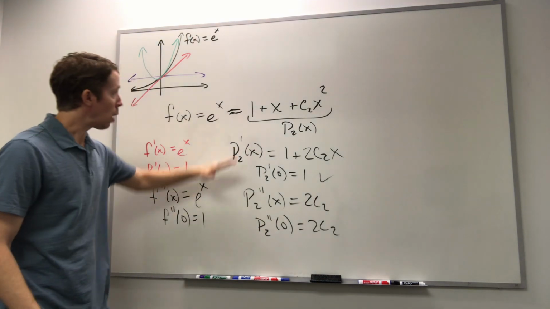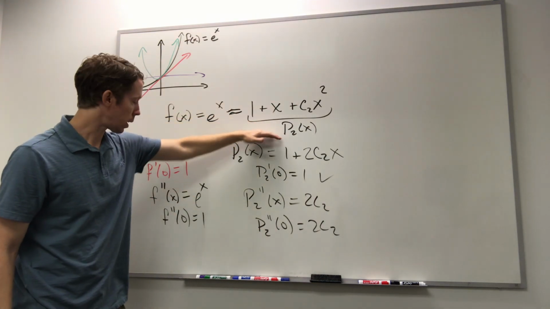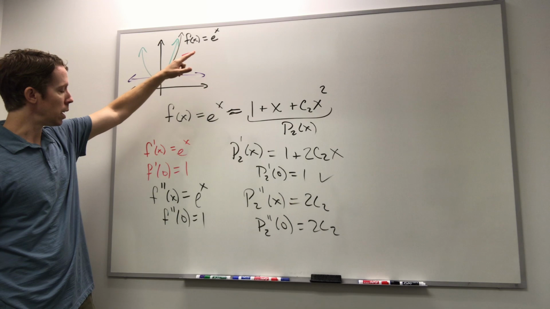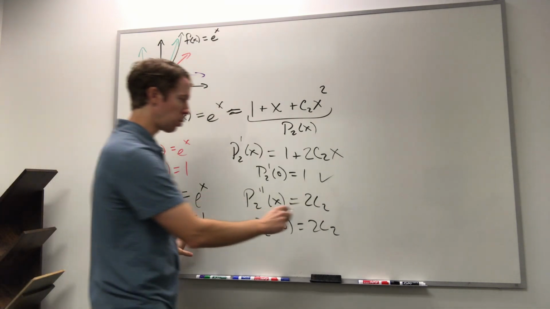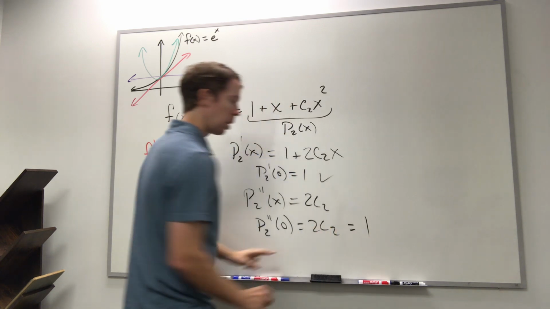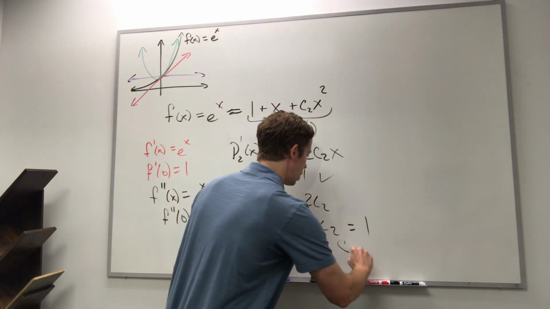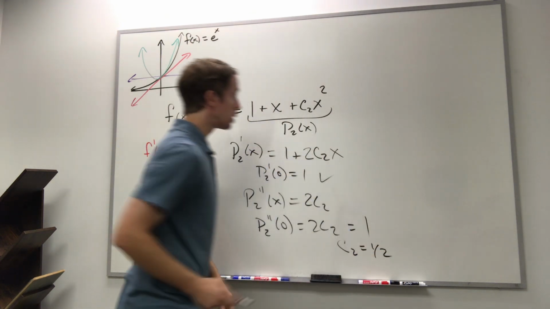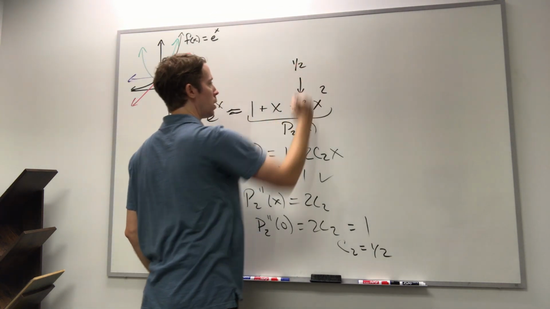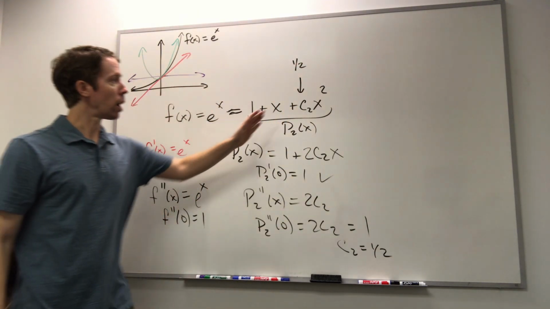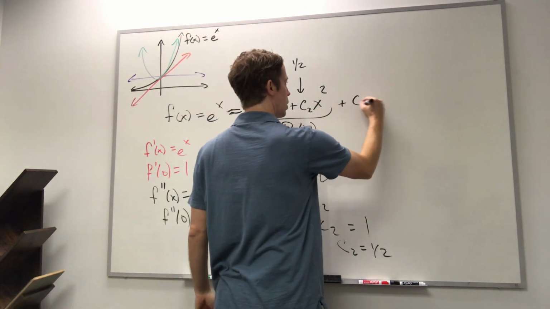And I want the concavity of p2 of x to be the same as the concavity of e to the x, which is 1. So I want to set that equal to 1, and then solve for c2. So I get c2 equals 1/2. I can come back and update that. And now I'm ready to go grab the third term.